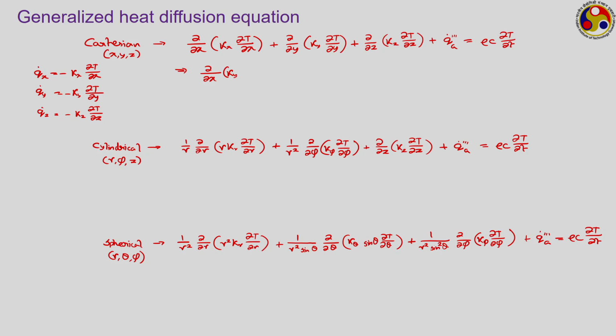∂/∂x of (kx ∂T/∂x) plus the next two terms goes to 0, or we are neglecting them because corresponding heat conductions are negligible compared to the heat conduction in x direction, plus q_g dot triple prime is equal to ρc ∂T/∂t.